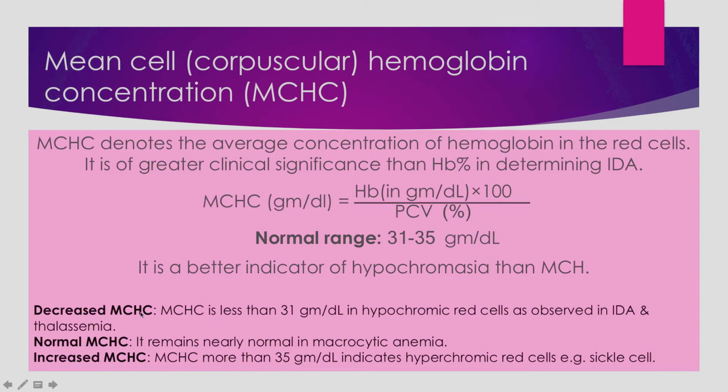Decreased MCHC levels are seen in iron deficiency anemias and thalassemias. Normal levels are seen in macrocytic anemia, because there will be appropriate hemoglobin. So in macrocytic anemia it will be normal, whereas in conditions like sickle cells, the MCHC will be increased.